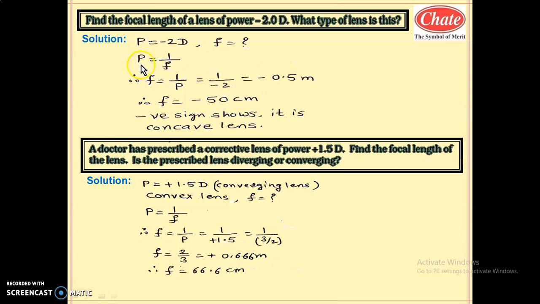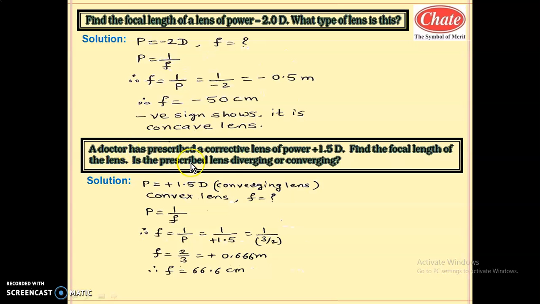Use the formula of power equal to 1 by F. So F is 1 by P. Put the value of power, it is minus 2. So focal length is minus 0.5 meter. In centimeter, it will be minus 50 centimeter. The negative sign shows that it is a concave lens. This is the next question.